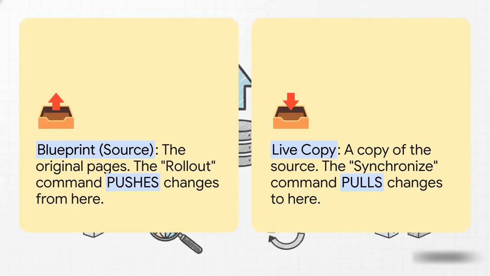Now, what's really interesting is how these updates actually move around. It's all about the direction of travel. When you do a rollout, you're in the blueprint and you are pushing your changes out to all the live copies. It's a broadcast. But when you synchronize, you're on a live copy page and you are pulling the latest updates down from the source. So you've got push and you've got pull. Understanding that difference is absolutely key.